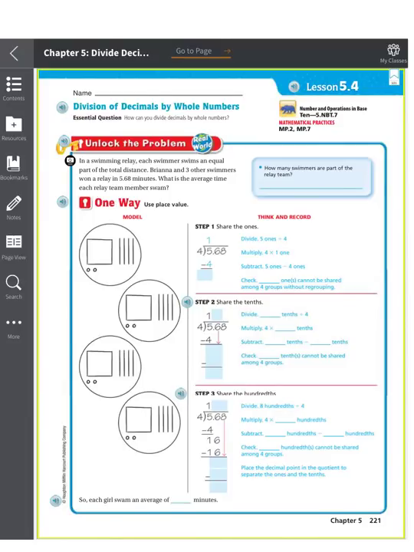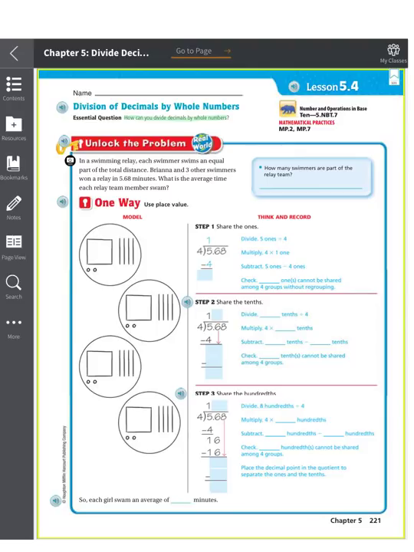Hello, boys and girls. Today we're going to do Chapter 5, Lesson 4, Division of Decimals by Whole Numbers. The essential question is, how can you divide decimals by whole numbers? So let's unlock the problem.